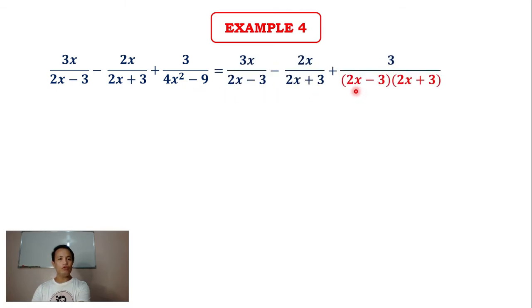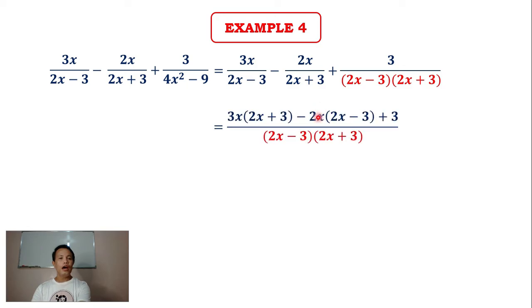We can have 2x minus 3 times 2x plus 3. So we have these factors, 2x minus 3 and 2x plus 3, and we have also 2x minus 3 times 2x plus 3. So we have the same factors, 2x minus 3 and 2x plus 3. Therefore, our LCD shall be 2x minus 3 times 2x plus 3. We only list down one factor if they are the same factors. Now, what we need to do is to divide the LCD by the denominators.